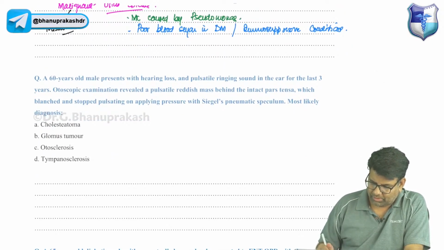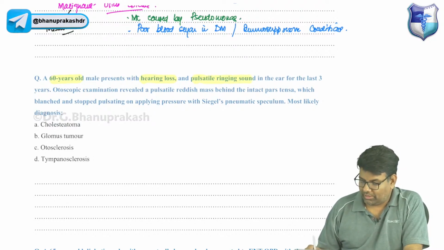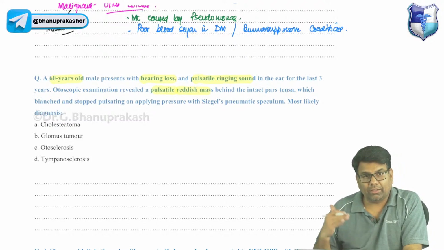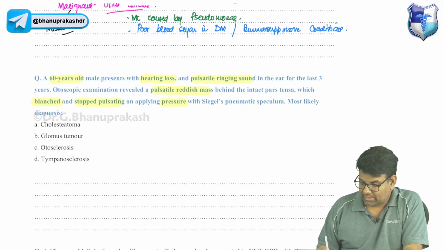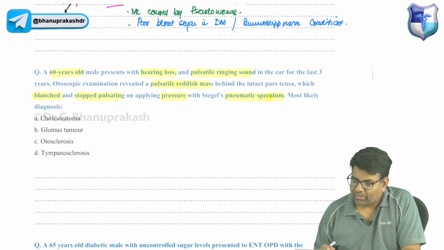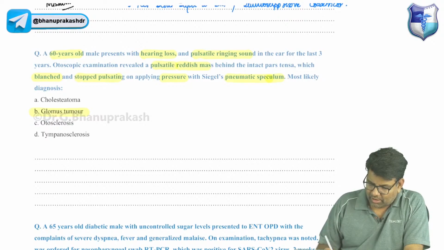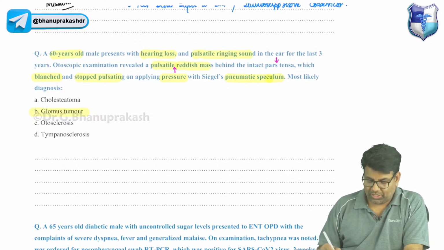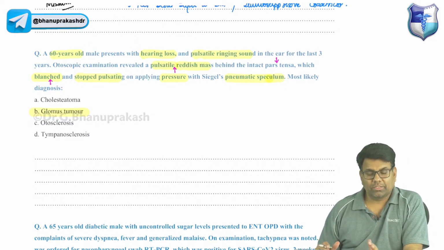Now going onward to the next question. An elderly male presents with hearing loss and a pulsatile ringing sound in the ear for the last 3 years, and on otoscopic examination we can see a pulsatile reddish mass behind the tympanic membrane, which is intact, and this mass blanched and stopped pulsating on applying pressure with Siegel's pneumatic speculum. Most likely diagnosis? Very good, Raghu. This is Glomus tumor. So this is a vascular entity, and the characteristic feature is a pulsatile reddish mass behind the intact tympanic membrane, and if we put pressure, it blanches. Blanches means it becomes pale.